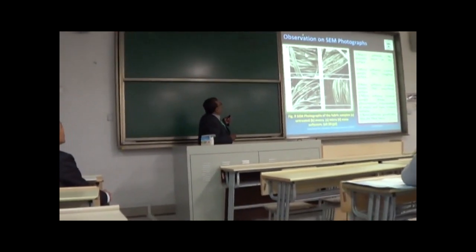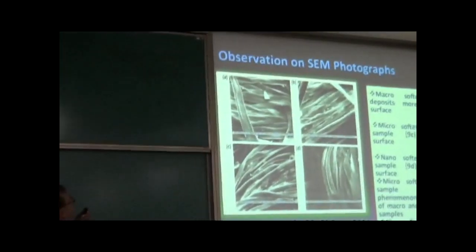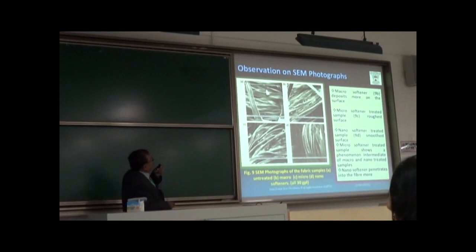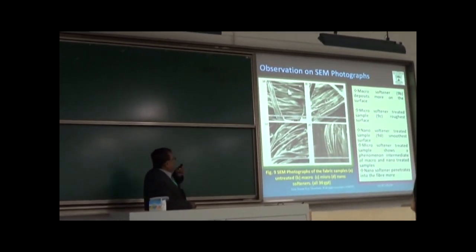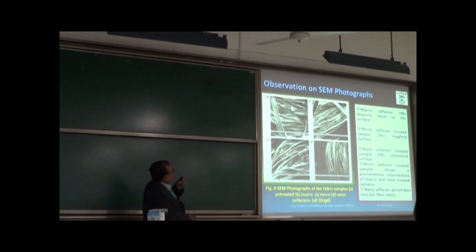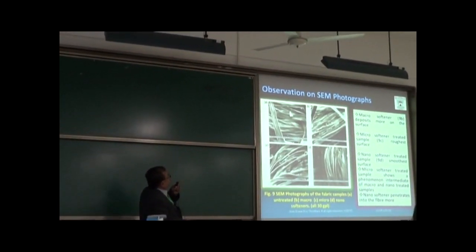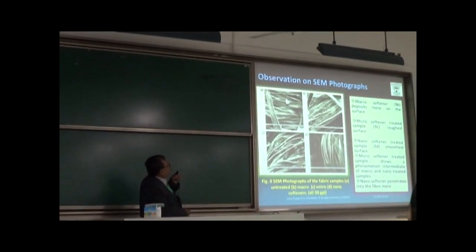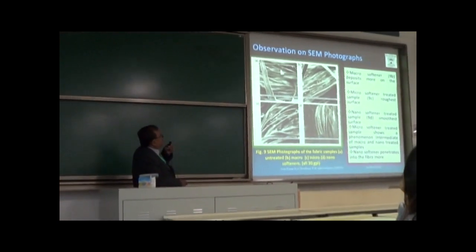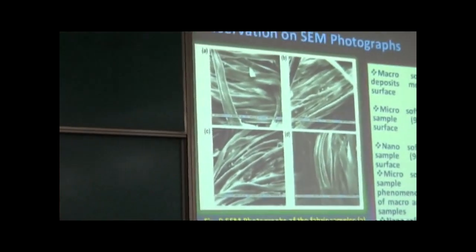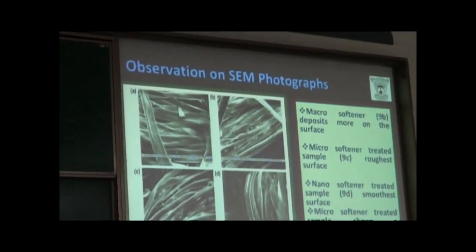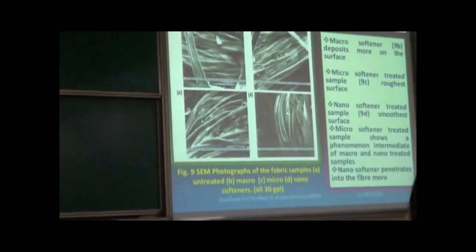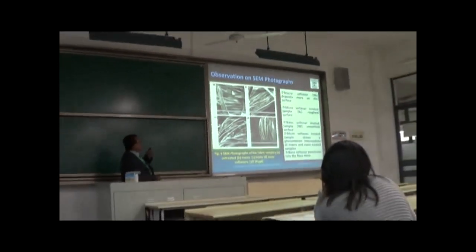So these are the observations from the scanning electron microscope of the softener-treated samples. This is untreated, this is macro, this is micro, and this is nano. You can see the macro softener deposits more on the surface. Micro softener treated sample has the roughest surface, and nano softener treated sample has a very smooth surface. Nano softener penetrates into the fiber. Here there is more penetration, this is more on the surface, this is in between.